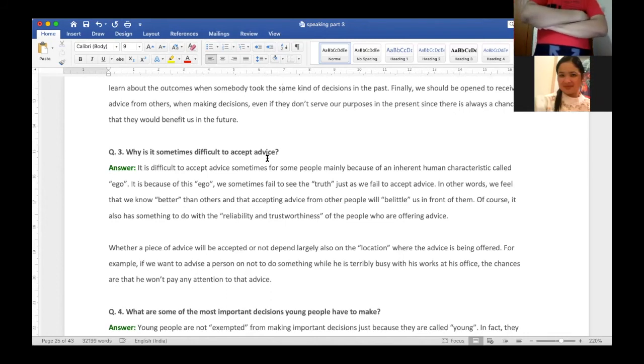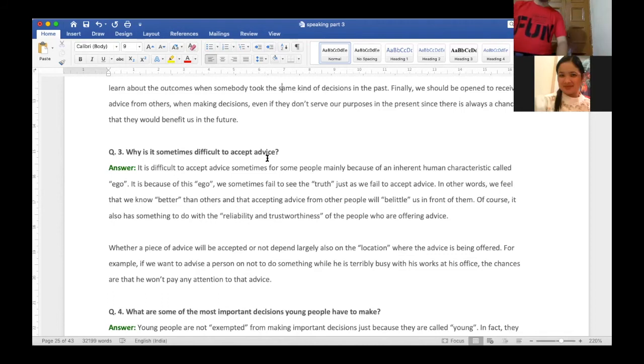So it is hard to accept advice sometimes for some human beings because they have an inherent human characteristic known as ego. Because of ego, we cannot see the truth and we are not ready to accept advice of others. We think we know better than others. Accepting advice from other human beings would hurt our reputation.